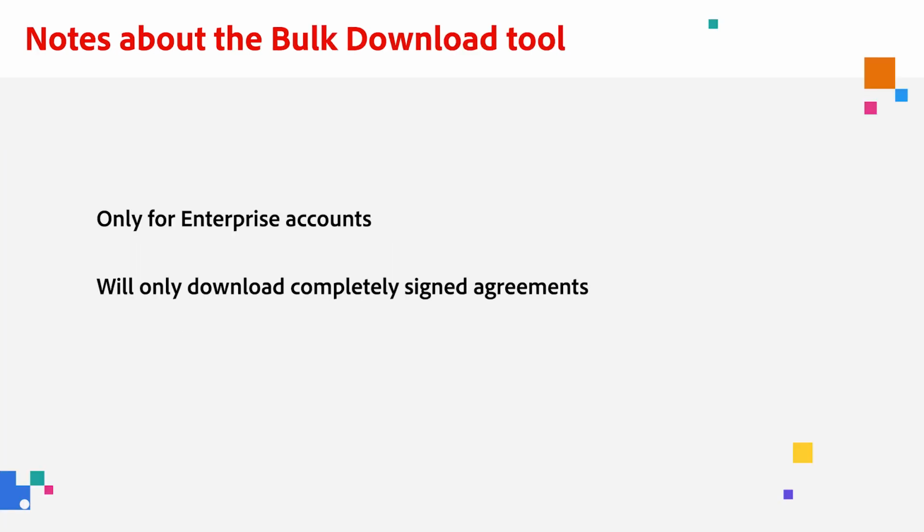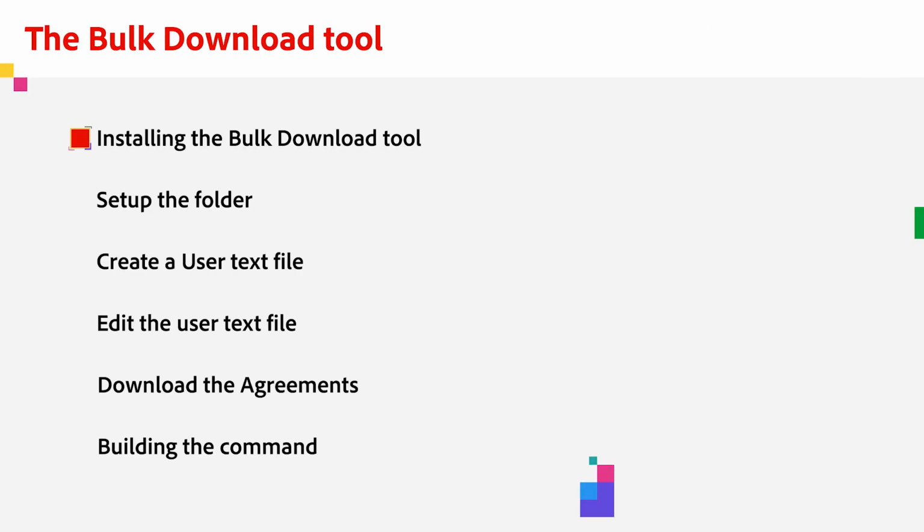But a few notes before we continue. Remember, the bulk download tool is only for enterprise accounts and can only download completely signed agreements. To get the bulk download tool, you will need to contact Adobe Acrobat Sign support. My demo today will be for Windows, but the tool is also available for macOS users as well.